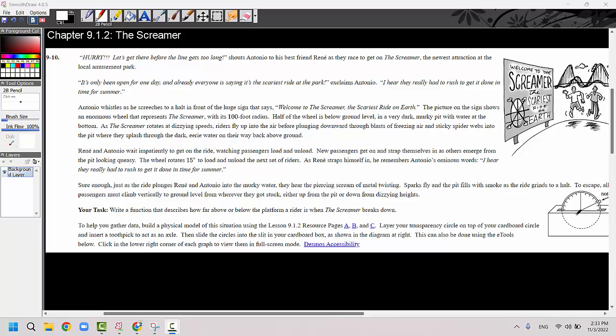If you want to fast forward through it, it's no big deal. If you want to pause and read it yourself, feel free to do so, and then just skip to the next portion here.